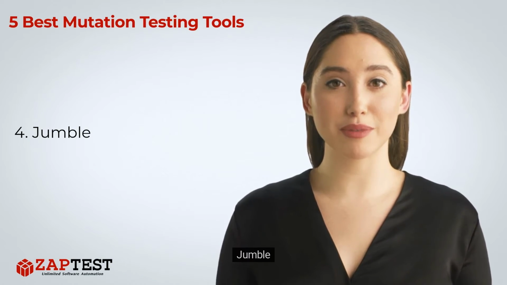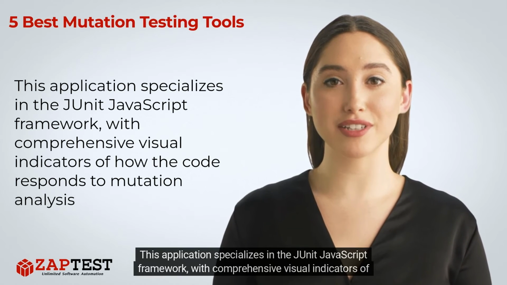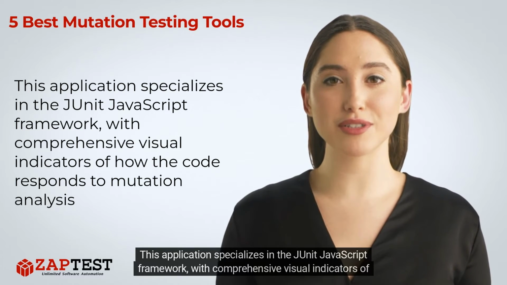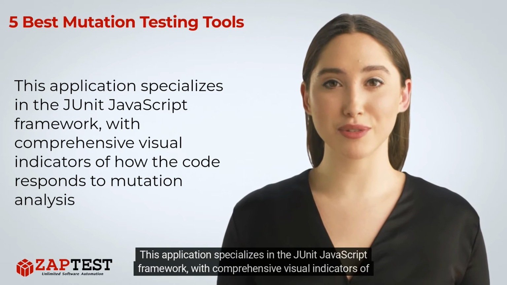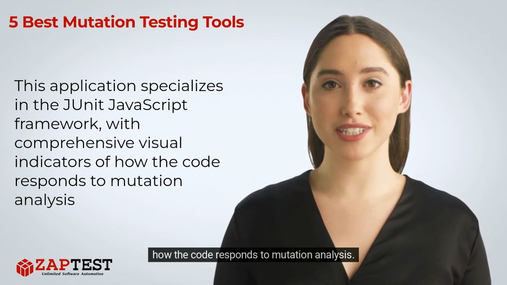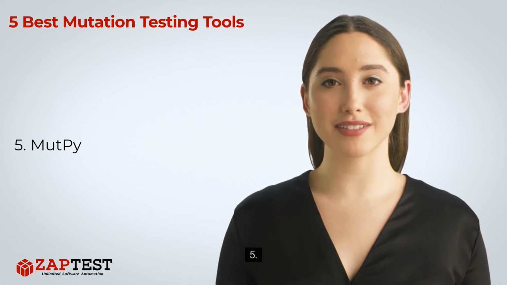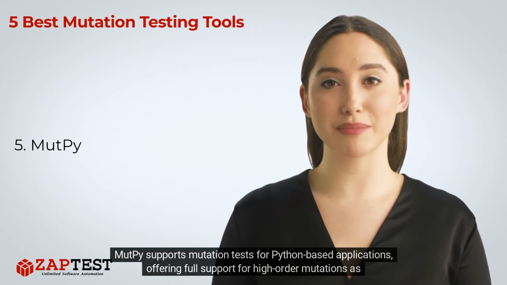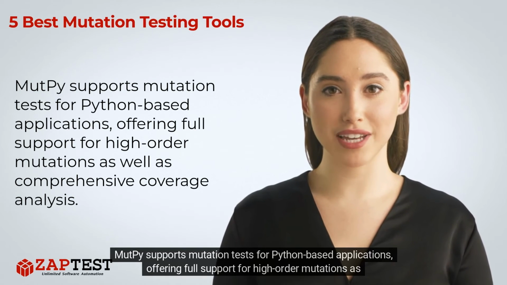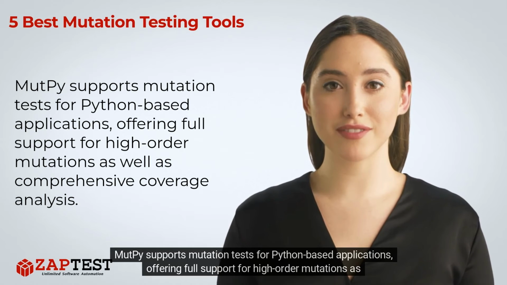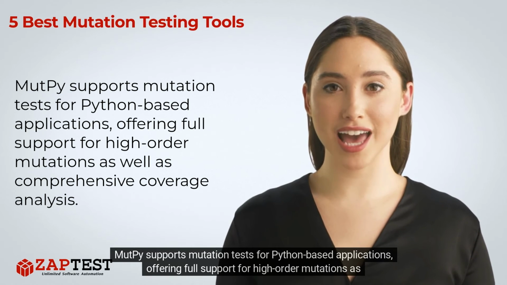4. Jumble. This application specializes in the JUnit JavaScript framework, with comprehensive visual indicators of how the code responds to mutation analysis. 5. MutPy. MutPy supports mutation tests for Python-based applications, offering full support for high-order mutations as well as comprehensive coverage analysis.